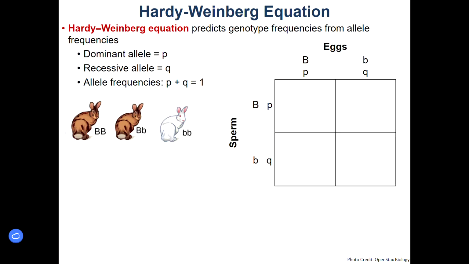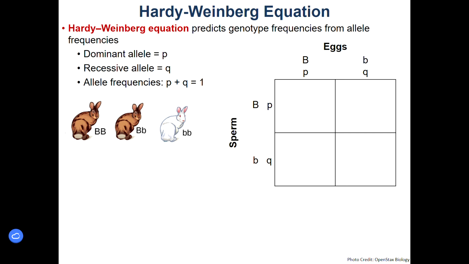All right, so we're going to now switch. We're still talking about genetic variation, but now we're going to talk about the Hardy-Weinberg equation. If you've heard of this before in other biology classes, you've probably heard Hardy-Weinberg equilibrium. We're not talking about that yet. We're just going to work on using the equation right now. The Hardy-Weinberg equation predicts genotype frequencies from allele frequencies.